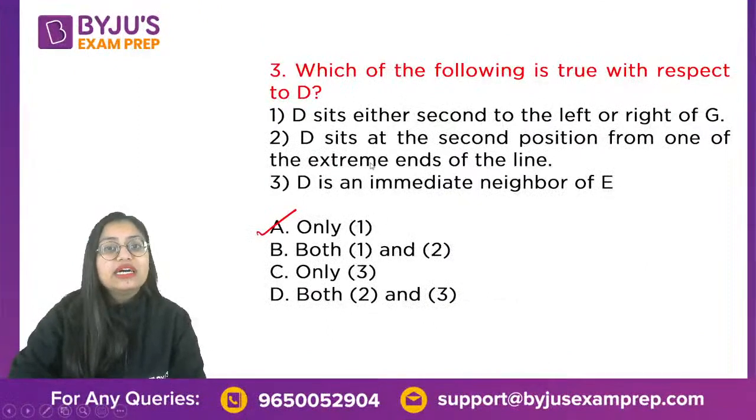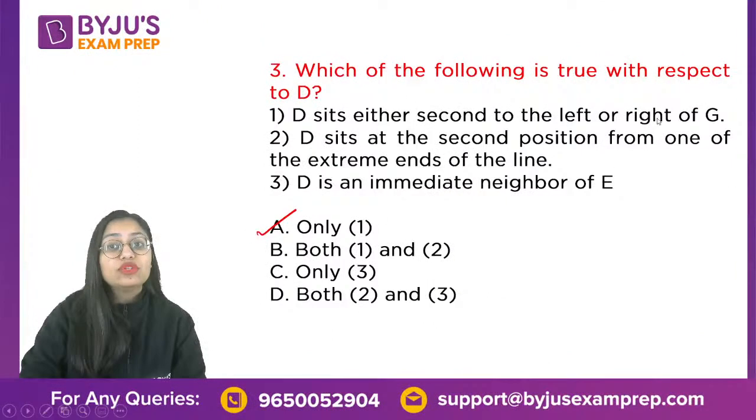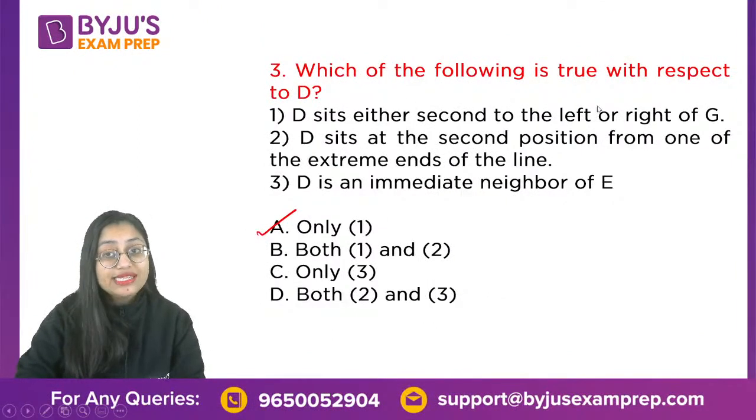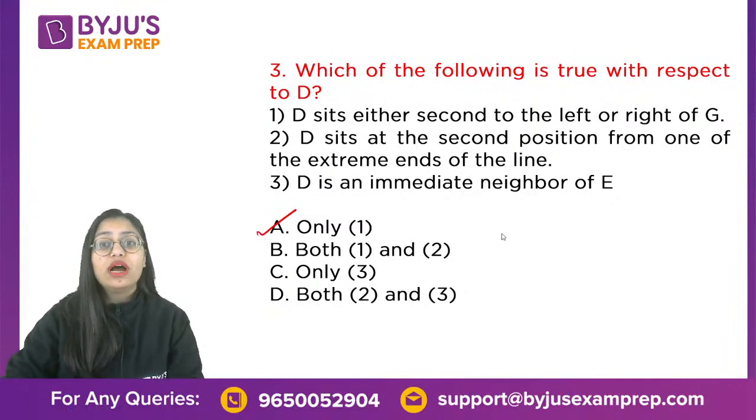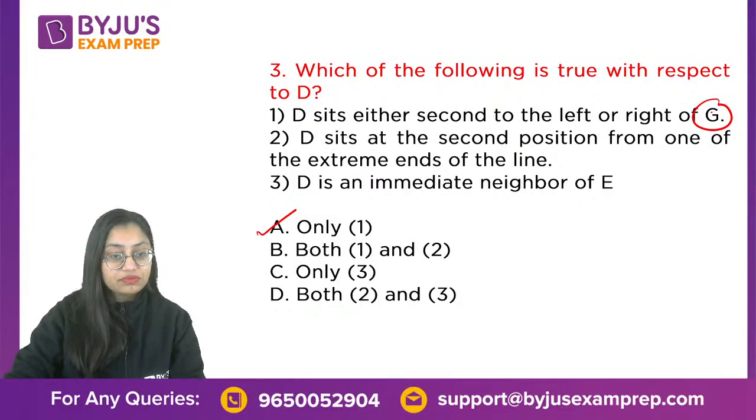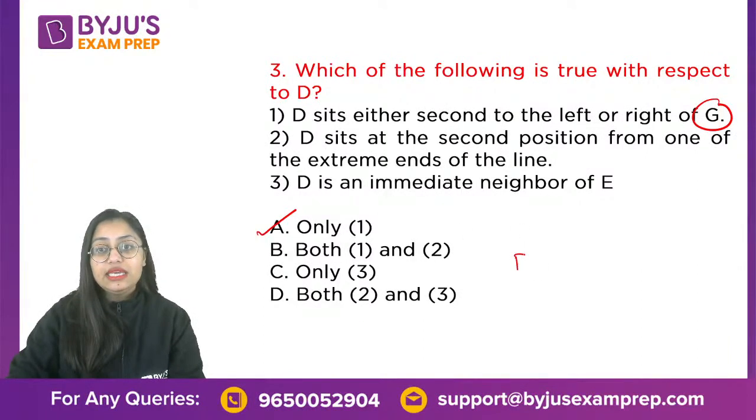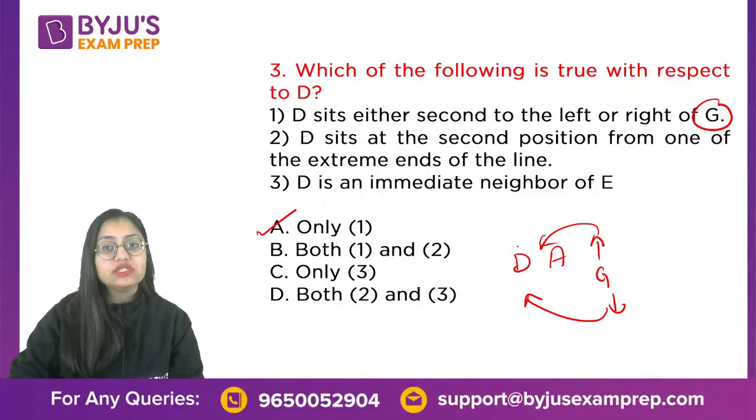If you take a look at question number 3, D sits at second to the left or right. Why is that? Because we have no idea about where G is facing. So this is D, right? And this is A and this is G. So if G is facing towards north, this is left. If G is facing towards south, this is right. D sits at second position from one of the extreme end is wrong.